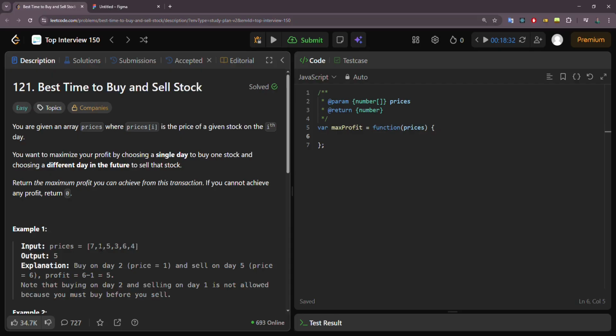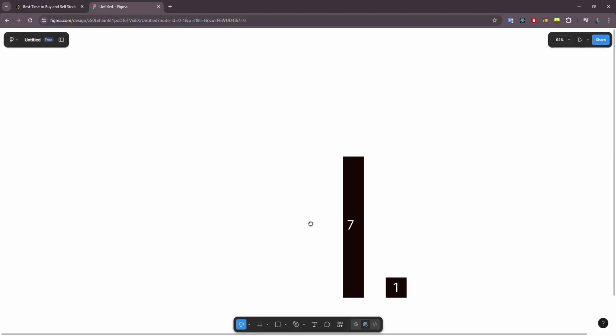So you must find the day where you should buy the stock to sell it at the greatest price. In the example, if you buy at $1 at the second day and sell it at the fifth day at $6, you're going to have a profit of $5. You need to find the day where you should buy a stock to sell it with the greatest profit.